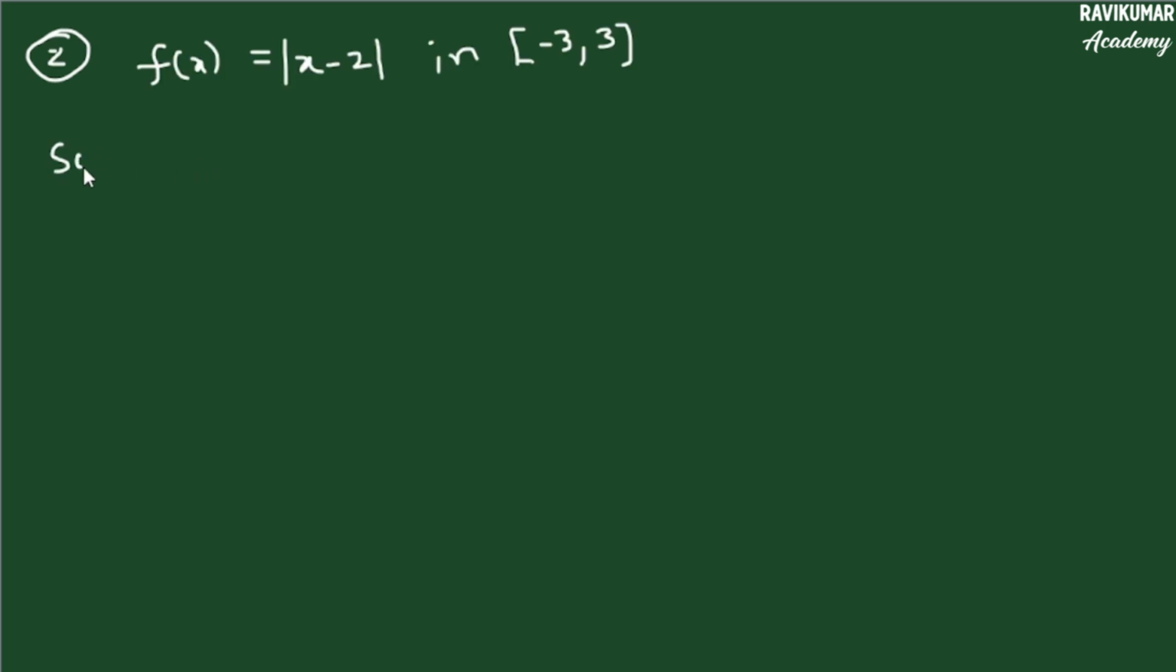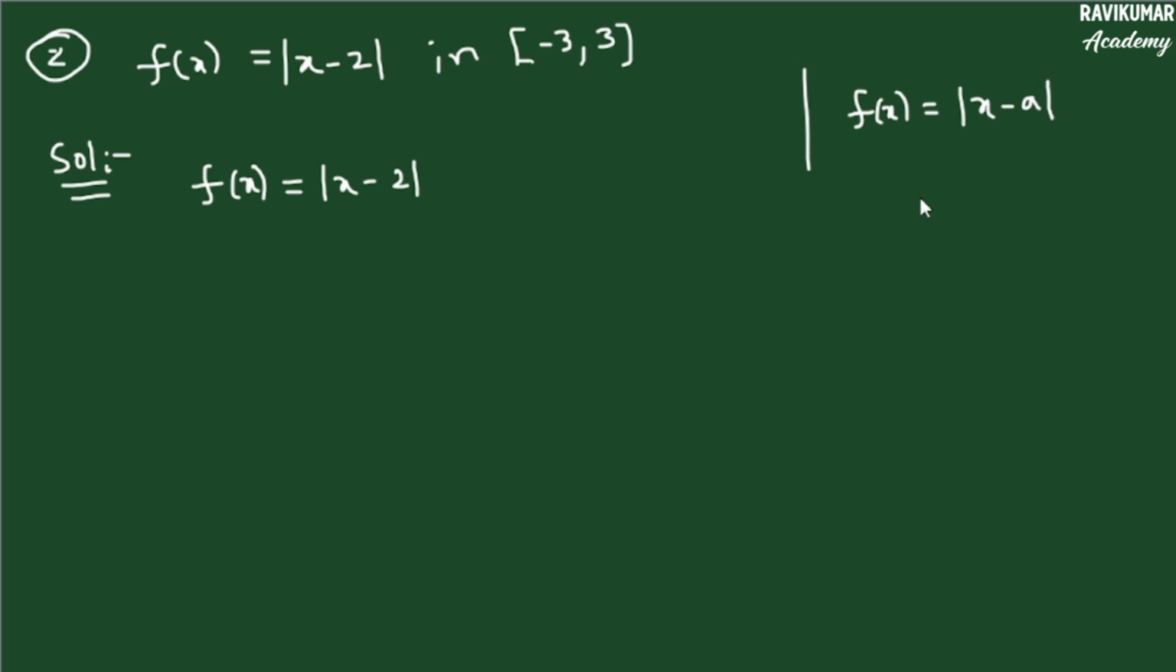f(x) equal to mod x minus 2 in the interval minus 3 comma 3. Here, the given function, mod x minus 2, is like f(x) equal to mod x minus a. So you should remember this. This is a special function, f(x) equal to mod x minus a.